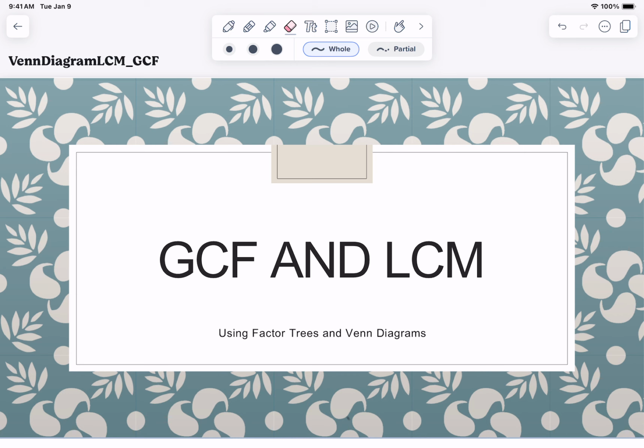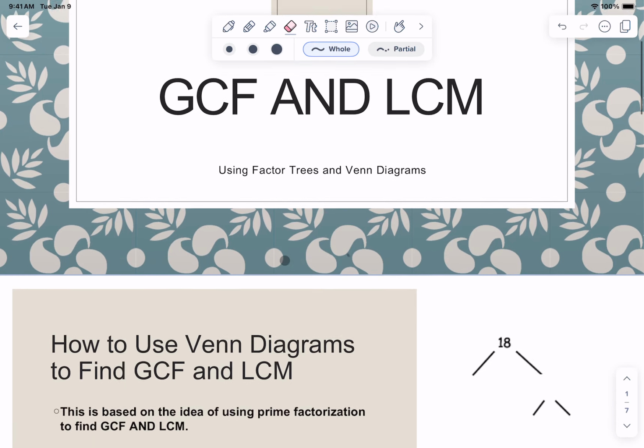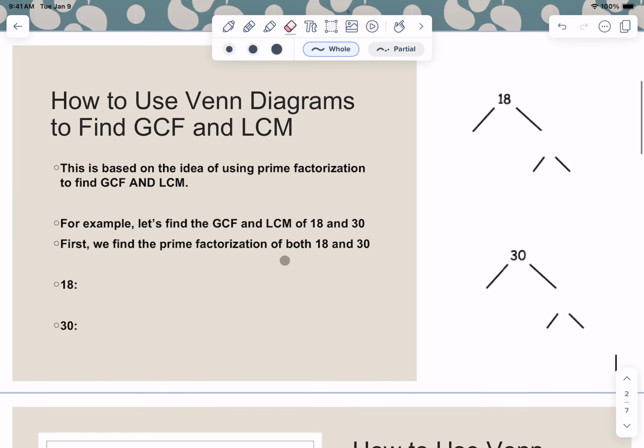Okay, so we're going to do a greatest common factor and a least common multiple using factor trees and Venn diagrams. So how do you use a Venn diagram to find the greatest common factor and the least common multiple? Well, this is based on the idea that we can do the prime factorization. We did factor trees last term where we found the prime factorization of numbers.